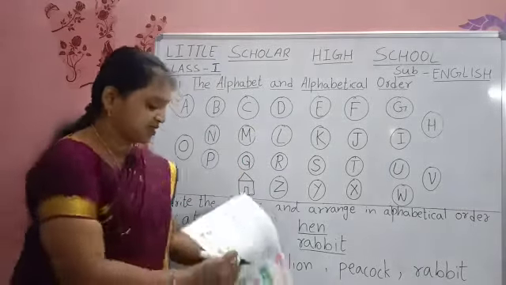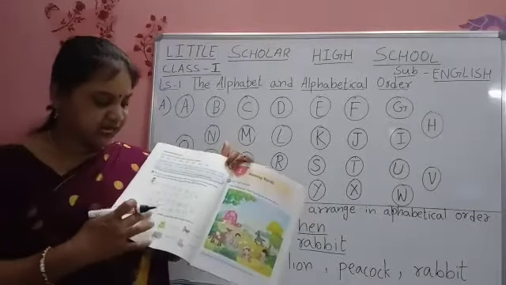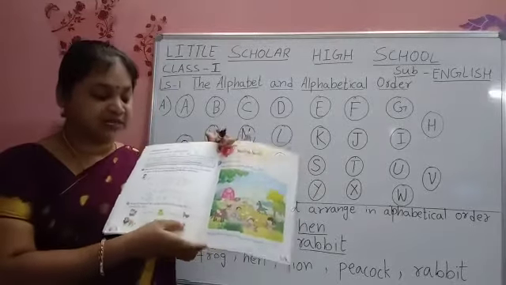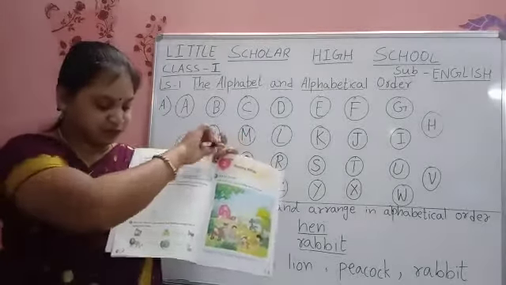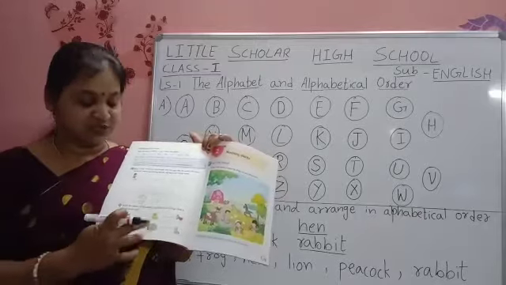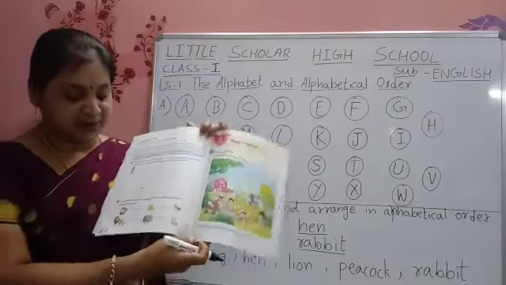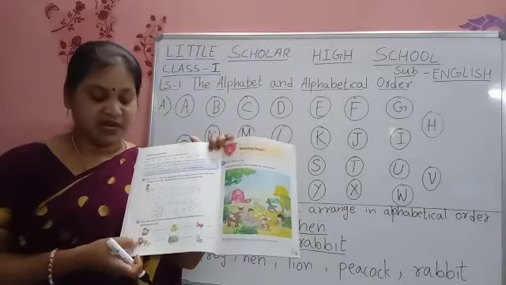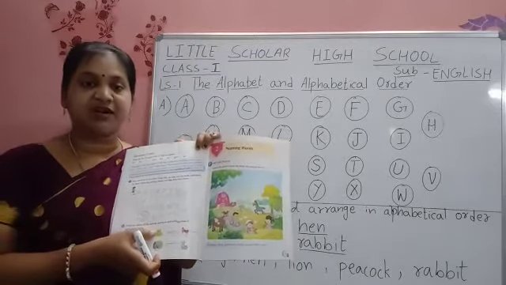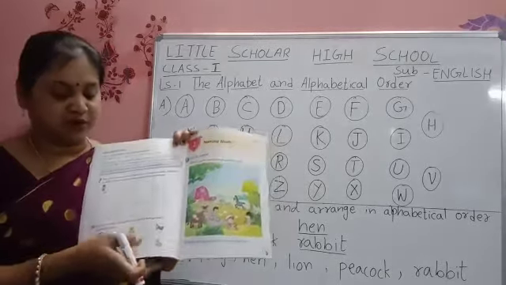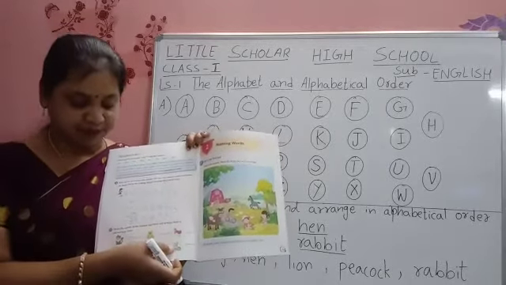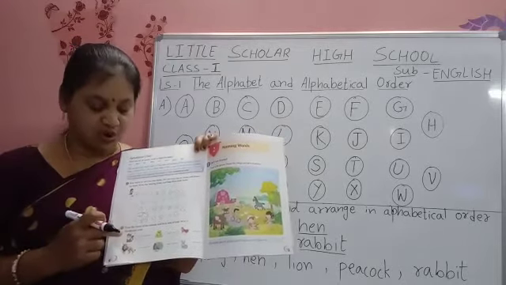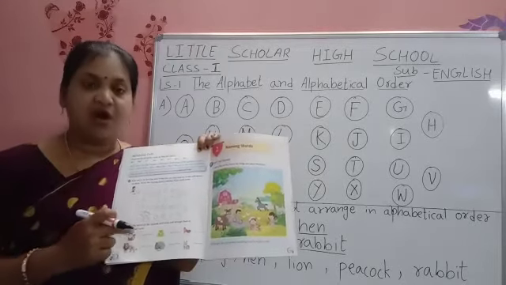You see here, write the names of the animals and birds. Here a few animals and birds pictures you can see. Can you tell me, first one is what? Cat. Second one is what? Lion. Third one is what here? Frog. Here? Peacock. Then rabbit. So your black lines are given, children. You will write the words on the black lines.